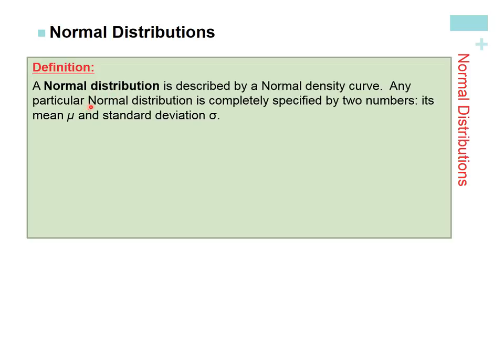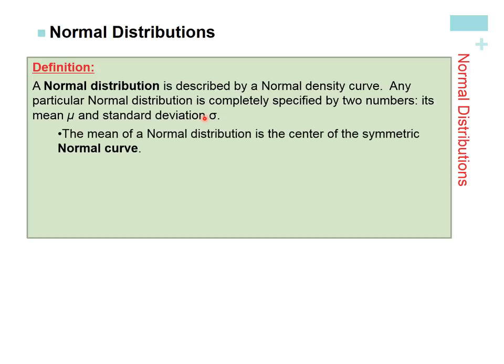Any normal distribution is specifically a normal distribution because we are defining the curve by the population mean or the sample mean and the standard deviation. That's why it's the normal distribution. That's how it's different than the normal density curve, because we are defining it specifically by the mean and the standard deviation. The mean of a normal distribution is the center of the normal curve.